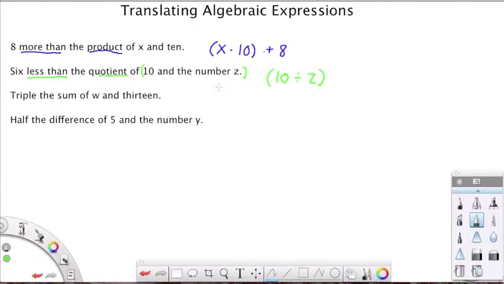And what are we doing? It's 6 less than this. It's 6 less than the quotient of 10 and z. So I'm going to take 6 away. Okay, we're going to remove 6 from this.